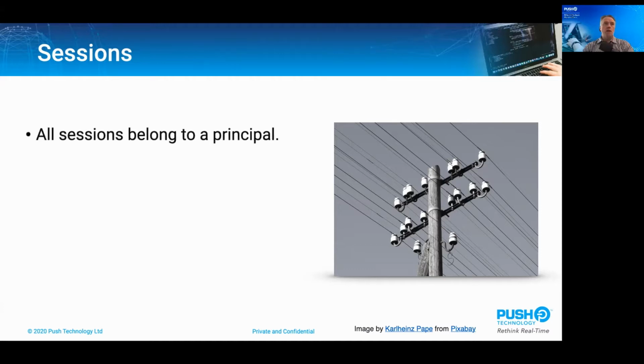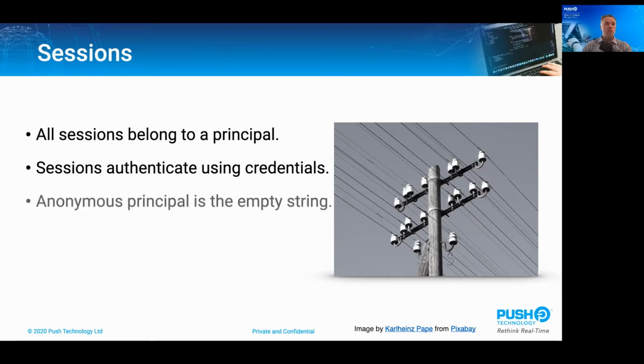All sessions have a principal, where principal is a superset of username as well as other forms of identity. Sessions authenticate themselves by supplying credentials, a term which covers passwords and other proofs of authenticity, such as fingerprints, facial recognition, and JSON Web Tokens. If the session is not authenticated, it belongs to the anonymous principal, an empty string by definition.